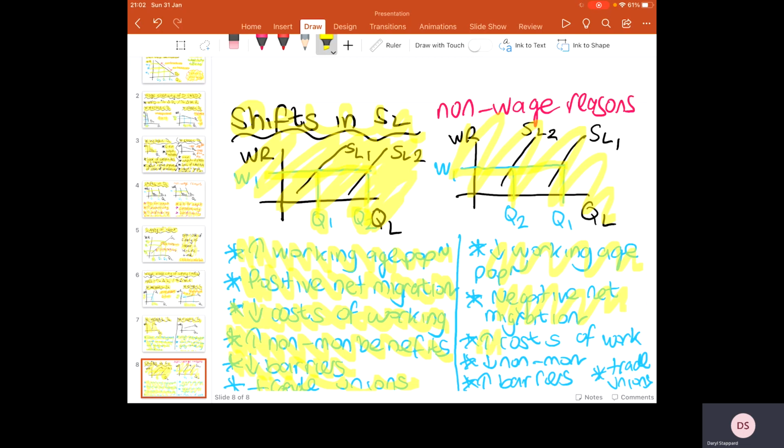It could be driven by an increase in the cost of working. So if transport costs to get to work become more expensive, childcare becomes more expensive, education becomes more expensive, then again, the benefits of going to work would fall because you've got to deduct all these costs away from your incomes. And if that happens, you become less willing and able to work. It could be driven by a reduction in non-monetary benefits. So if working conditions were to deteriorate, if the perks of the job were to fall, then again, fewer people become willing and able to work in these different industries.